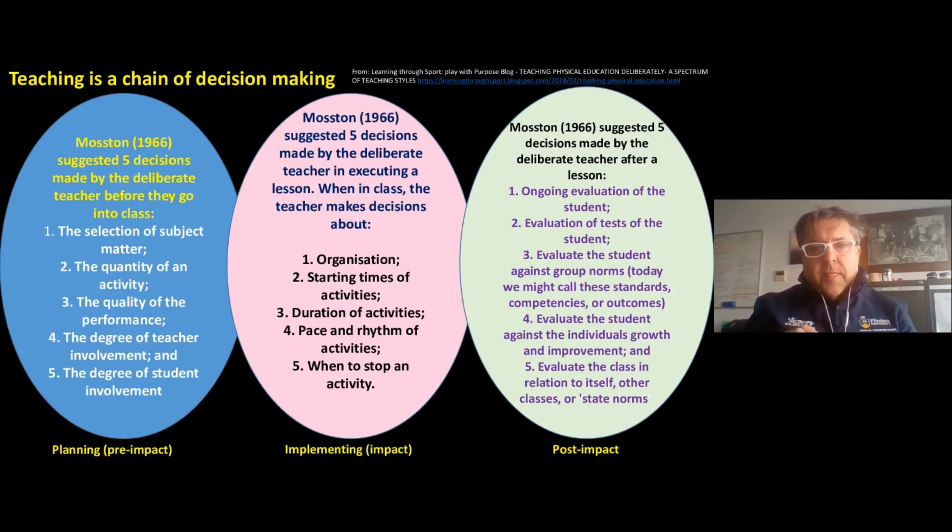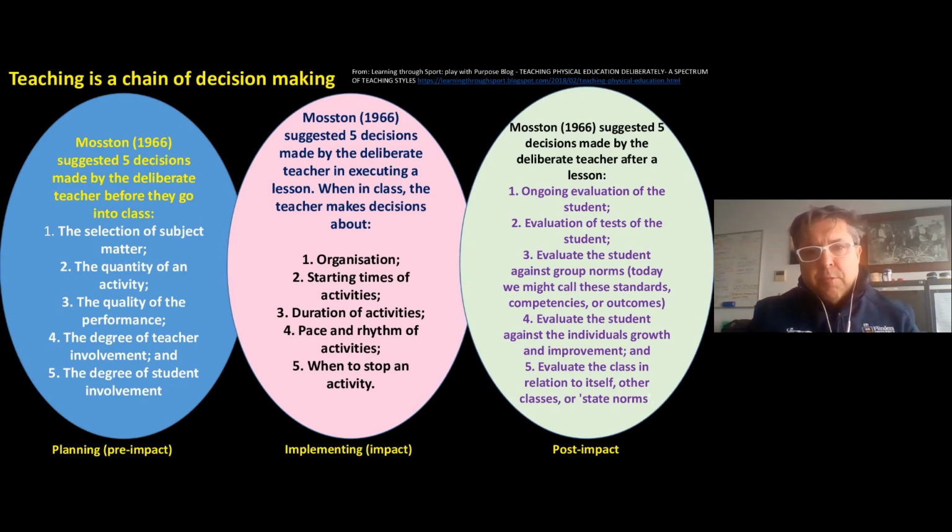So very briefly, in summary, as a deliberate designer of teaching episodes, there is a chain of teacher decision-making. There are decisions that the teacher makes before they go into class, and I've summarised them in the blue egg on the screen, and we call those pre-impact. And quality teachers pay attention to those 5 aspects of the planning for their pedagogy that they're going to put in front of the students.